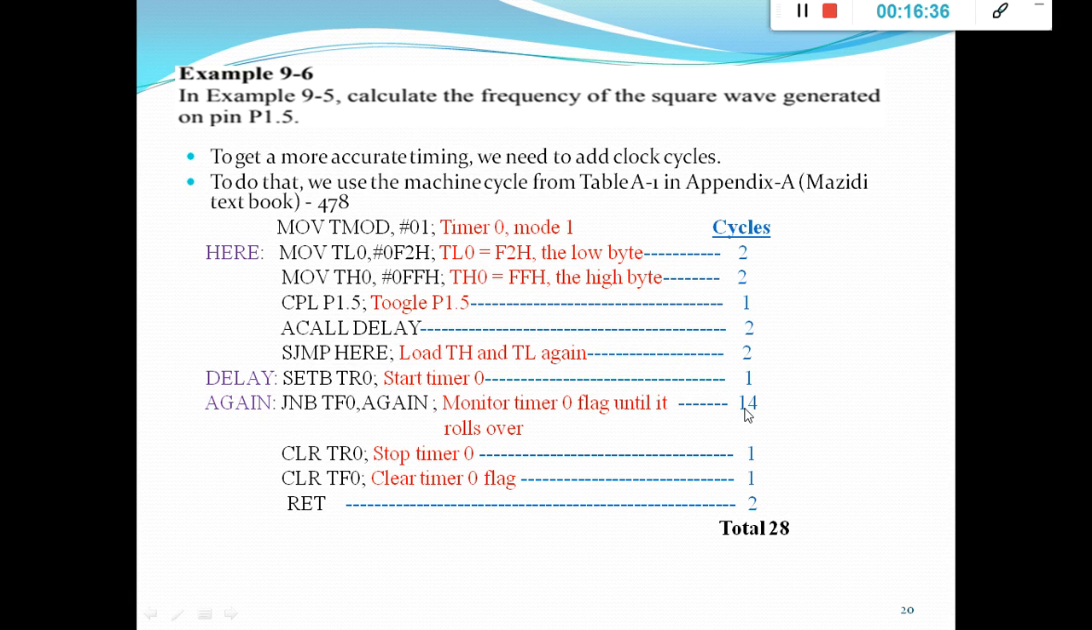Don't write 2. In the appendix it is given as 2, but that is only for one count. Here you calculate how many counts there are, and that is 14 times. The difference FF minus F2 plus 1 gives the count as 14, so it will be in the same loop 14 times. Then CLR TR0 is 1, CLR TF0 is 1, then RET is 2. Adding all these machine cycles, you get a total of 28.